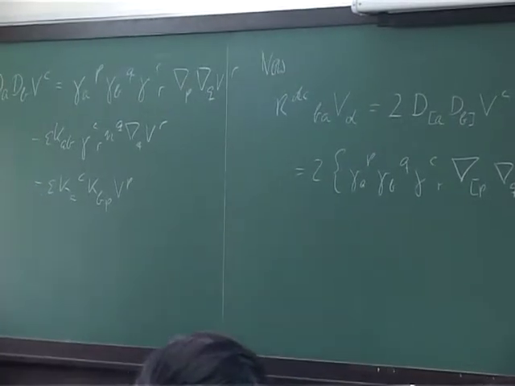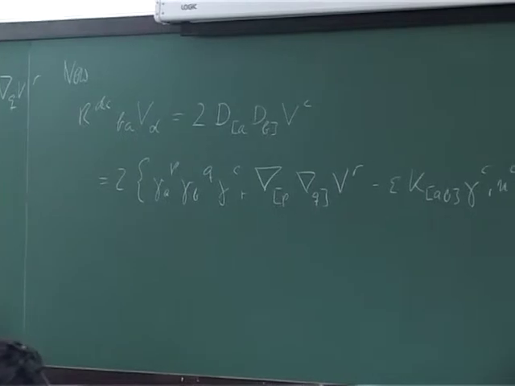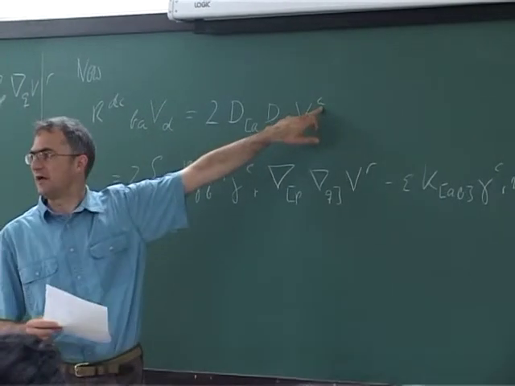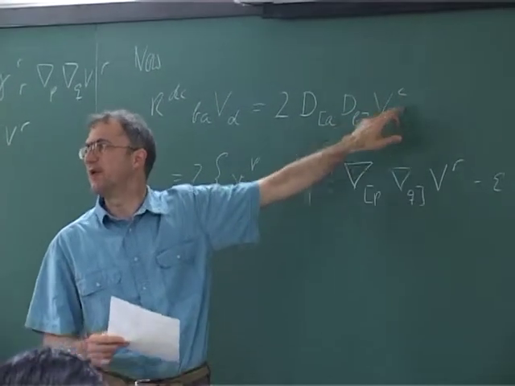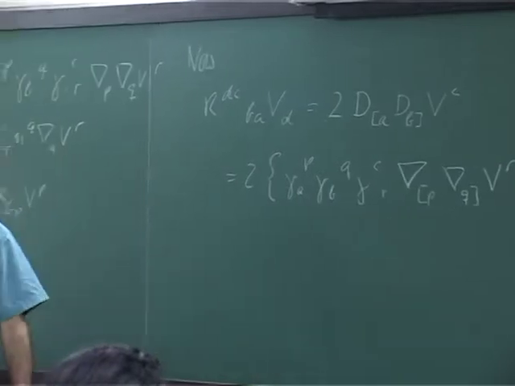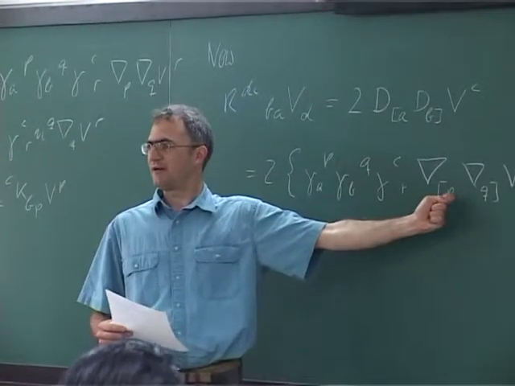Sorry, what do I have to change? That's right, that's because I wanted to have this index up. Usually that index is also down, so raise the index on the vector. Okay, that's all there is. Now, what is this term? Do we recognize this?